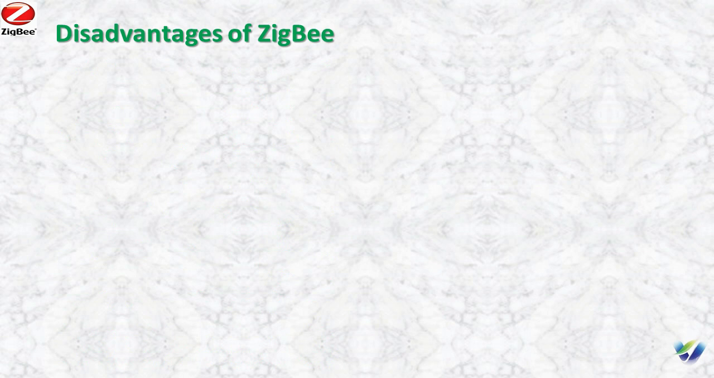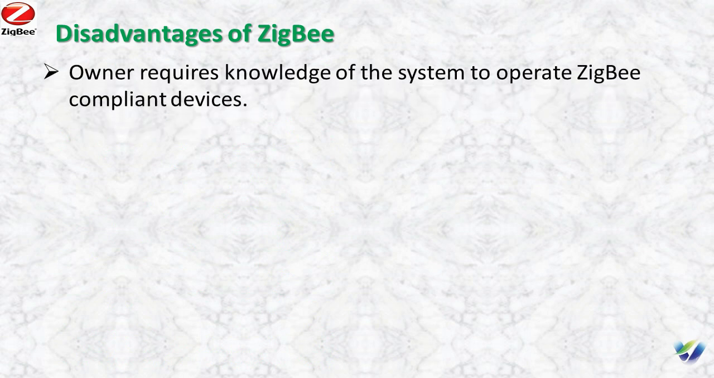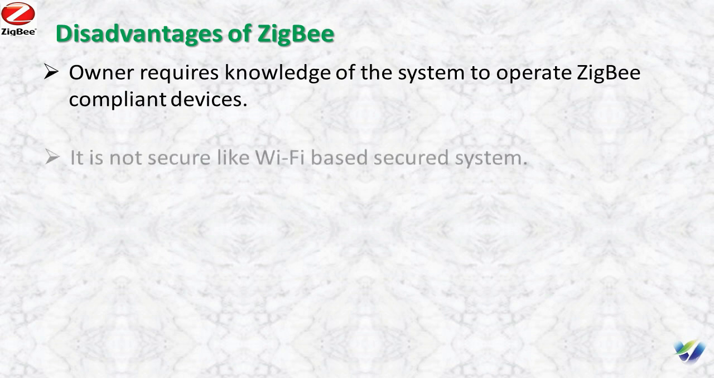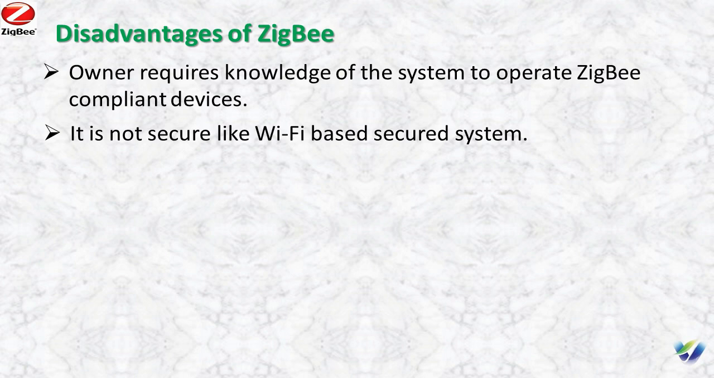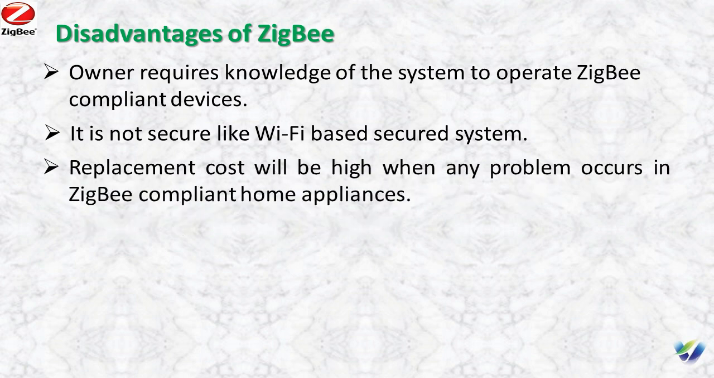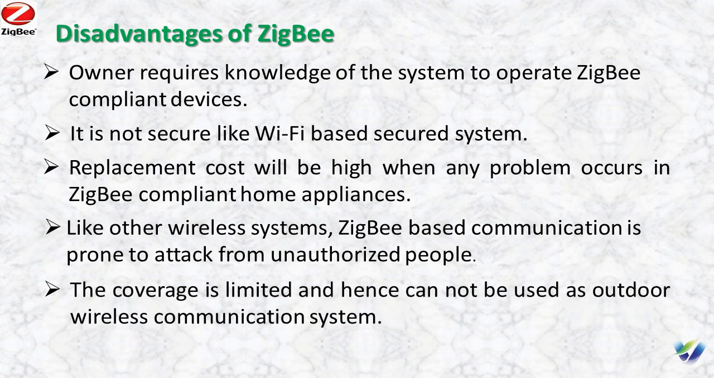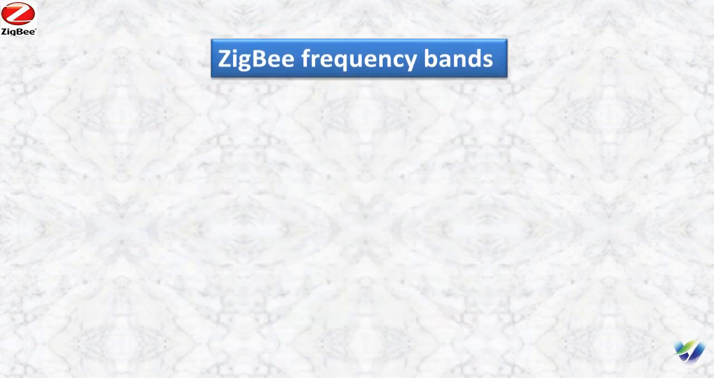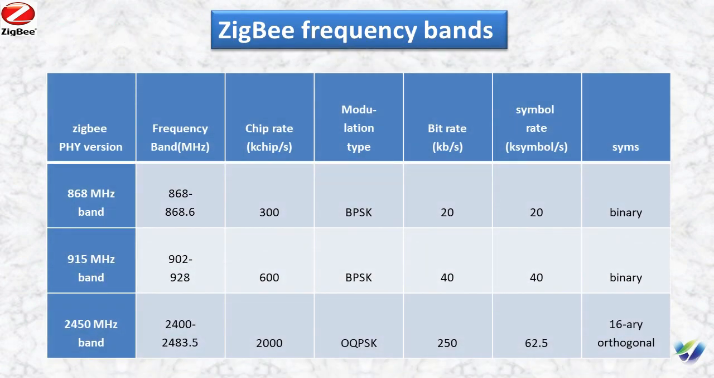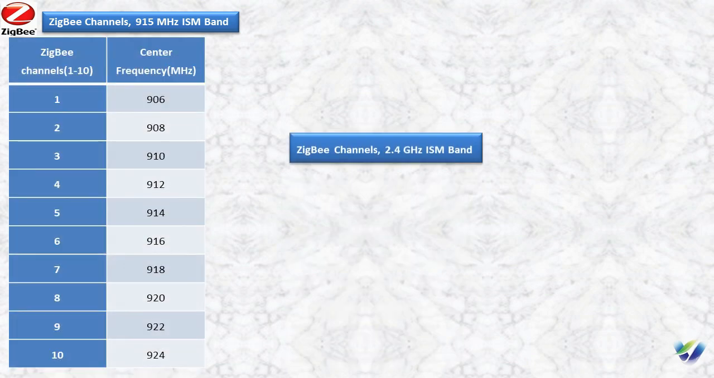Disadvantages of ZigBee. The owner requires knowledge of the system to operate ZigBee compliant devices. It is not secure like a Wi-Fi based secure system. Replacement cost will be high when any problem occurs in ZigBee compliant home appliances. Like other wireless systems, ZigBee based communication is prone to attack from unauthorized people. The coverage is limited and hence it cannot be used as outdoor wireless communication. ZigBee frequency bands. These are the ZigBee channels.